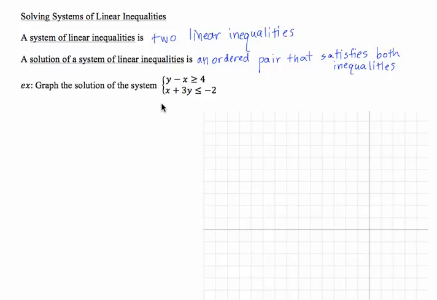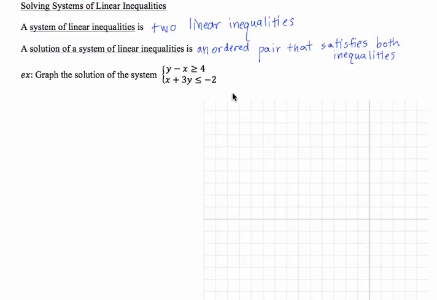So the process is the same. First we're going to solve one inequality, then we're going to solve the other inequality, and we'll say, okay, the solution set is where those 2 inequalities overlap. So we'll do that by graphing as well.